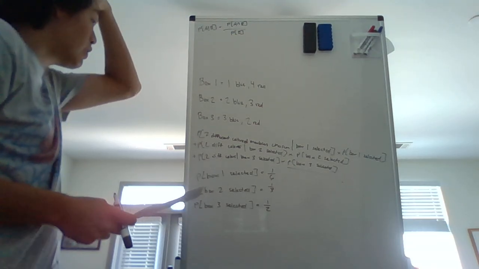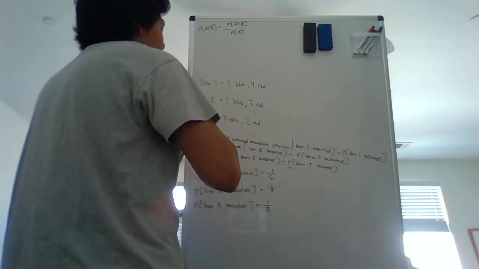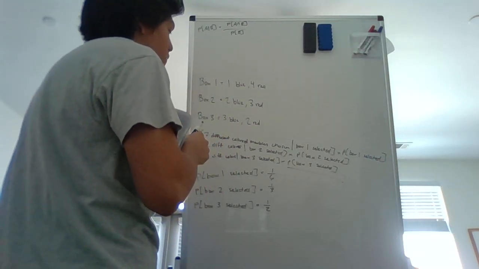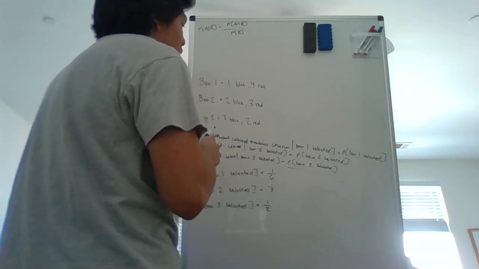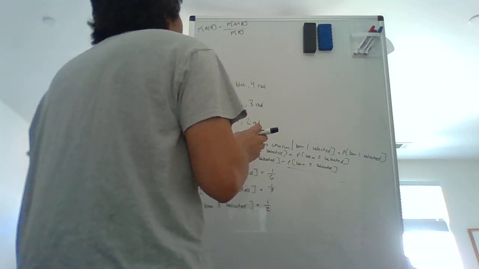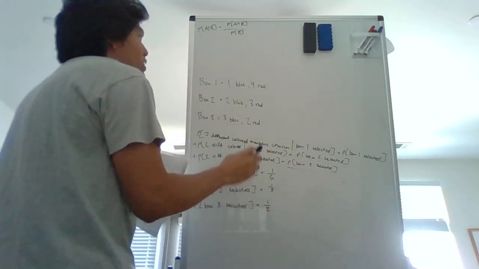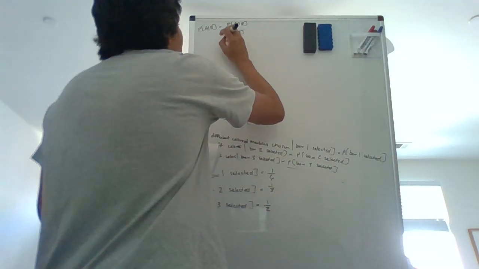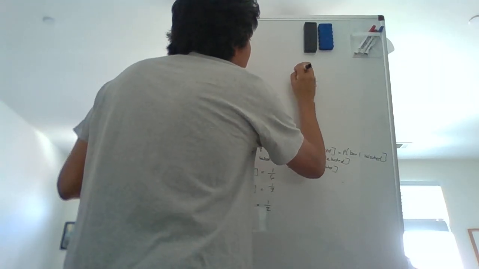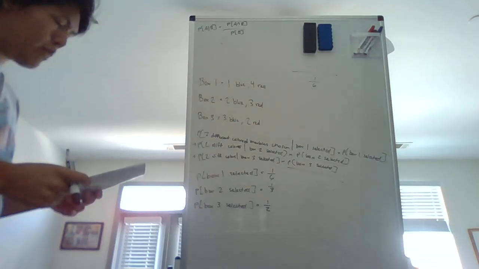Ooh, hold on. Let me actually, okay, maybe I'll keep it like this actually. Okay, so the probability of B, what did I say, was 1/6. So 1/6 is our denominator here.